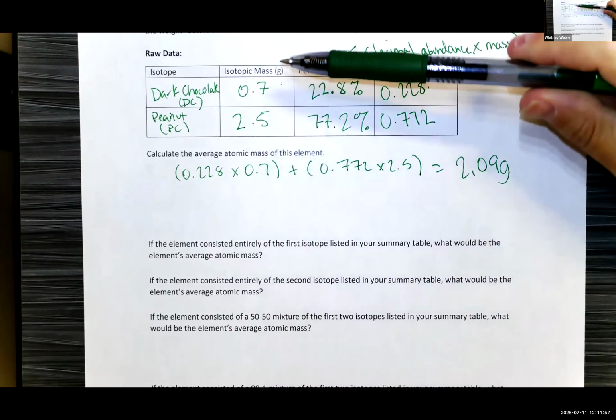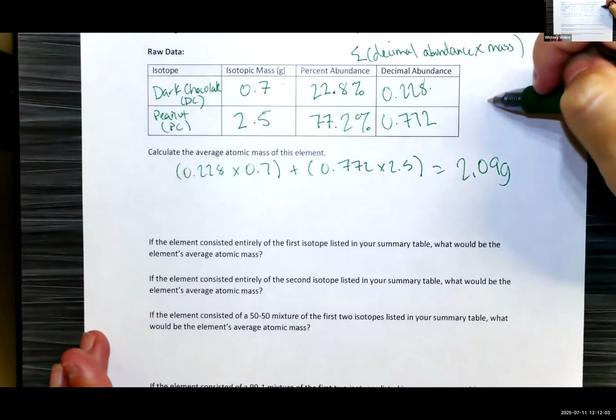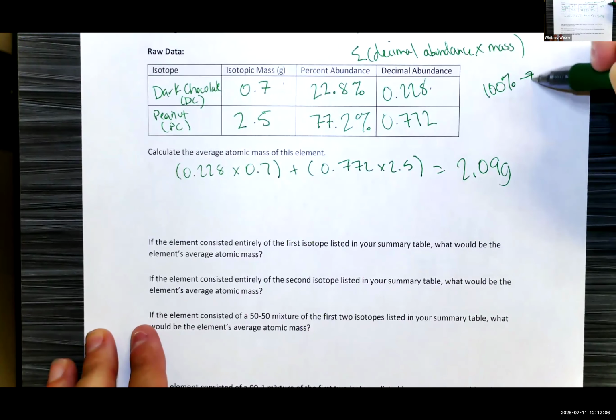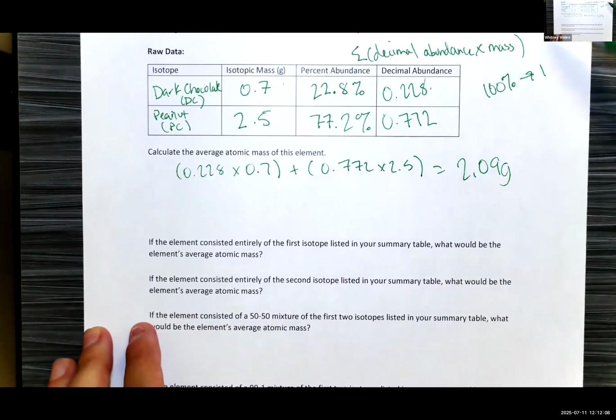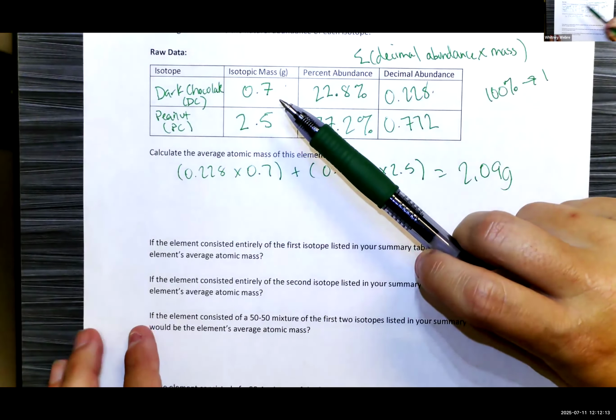So it would be whatever mass you have here. Because if I have 100%, the decimal abundance of that is just equal to 1, right? So if I was to plug it in here, 1 times this number would just be the same thing as this number. I don't really have to do any math here because there are 0 peanut M&Ms here affecting the overall mass. It's only dark chocolate, and the isotopic mass is 0.7. And so if it was 100% dark chocolate, it would be 0.7, or whatever number you had as your isotopic mass.